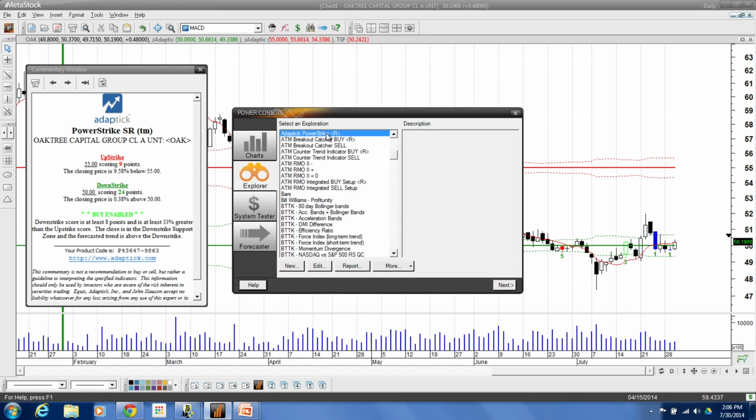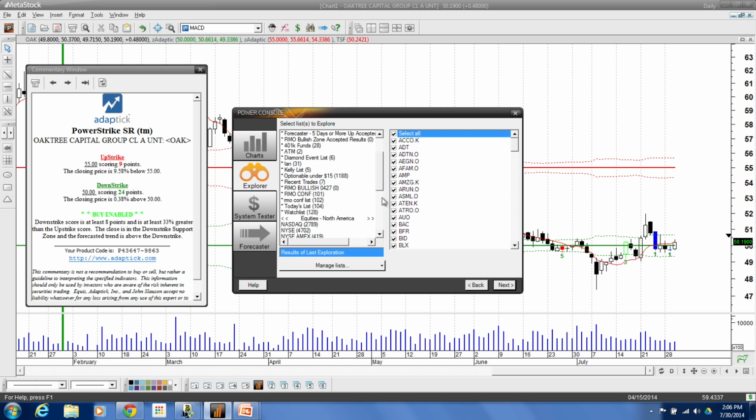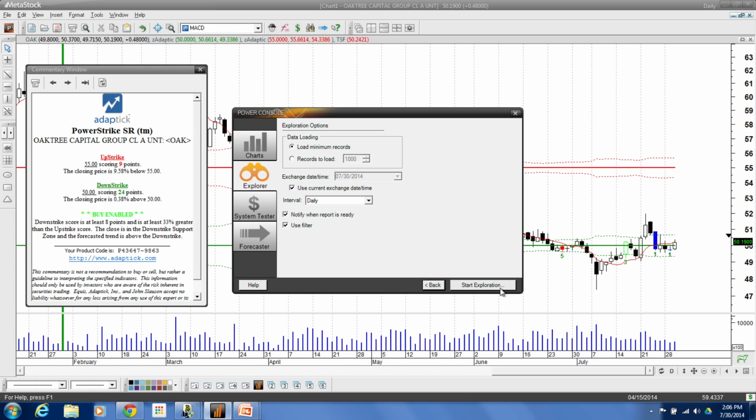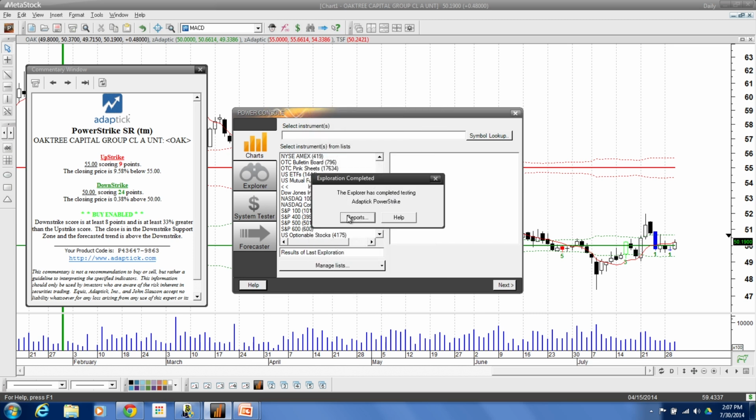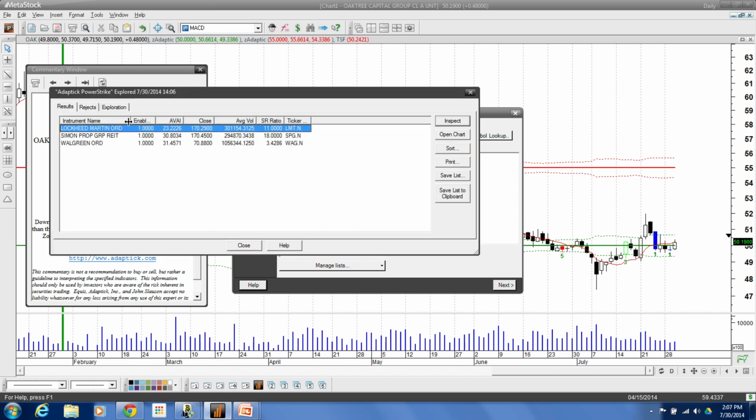We're going to go into the Explorer. We're just going to do the PowerStrike scan again here. And let's just have it look at the S&P 100 list for us, just so I can show you some of the different results that you might get. Okay, so this is giving us just a few results here again. Okay, so what we can look for now is these are all buy enabled, so if I had a different indicator that was giving me a trigger, I could use this as a confirmation. The SR ratio, again, will give me my scoring.